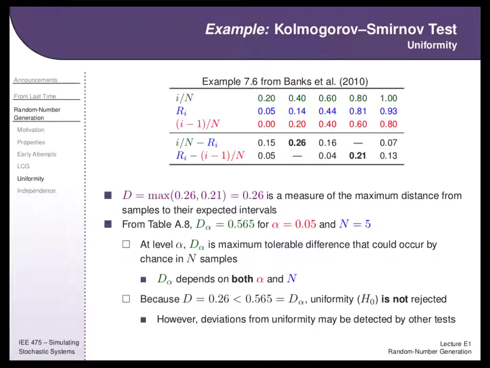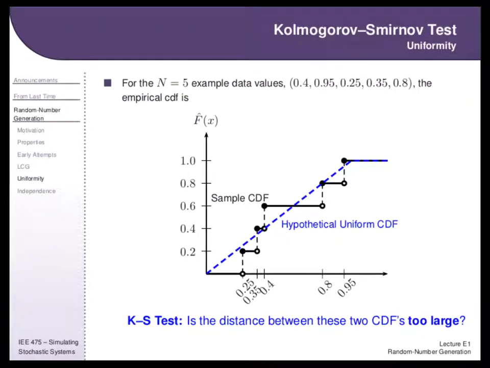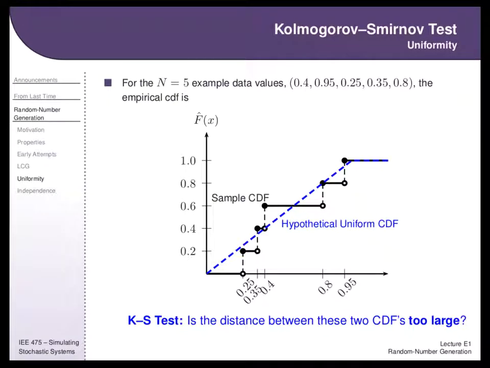You fast forward to the graph, the KS test. What are you plotting on the x-axis? The x-axis are the actual data points. Okay. So 0.25 was the earliest in the order, so it gets plotted against 1 over 5. And then 0.35 is the next one, so it gets plotted against 2 over 5, and so on.